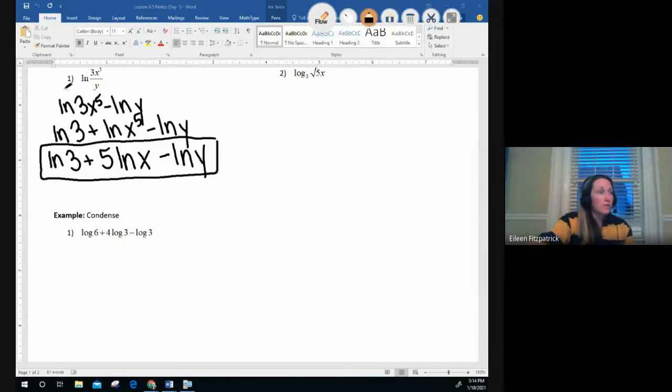So notice when you expand, you go from a single ln to multiple ln's. Make sure there are no powers at the end. You should have no exponents left at the end, which I don't. So we're good.